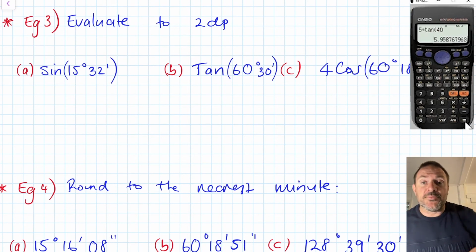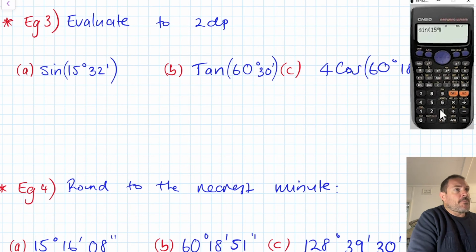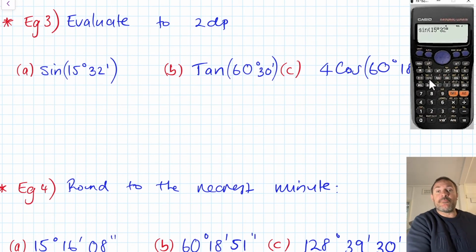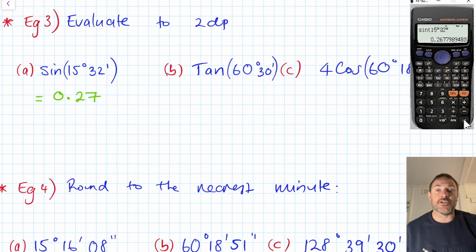So 5.2, boys, if you can do these, have a great day. 5.3, boys, pretty much the same stuff. Sine, I'm going to do 15, but now I'm going to press my degree button, and then I'm going to press 32, and I must press the degree button. If I don't, it will say math error. So I press it twice. I don't really need to close the brackets. To 2 decimal places, 0.27 to 2 dp.